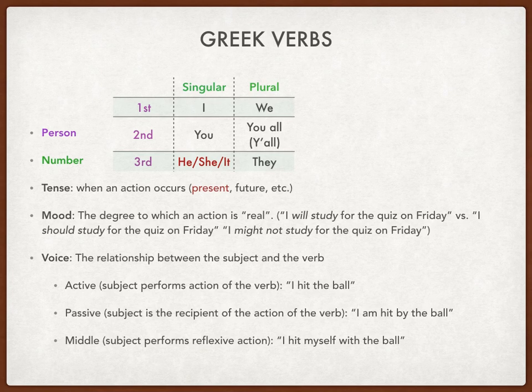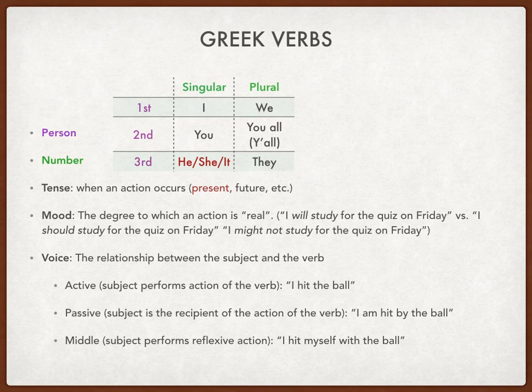Or I might not study for the quiz on Friday. I'm not totally sure. There's a difference in how real those actions are according to the speaker, and that's the key thing here. Mood only describes the degree to which an action is real according to the person saying it. So I could say, for example, I will ace the quiz on Friday. I can be very sure of that.